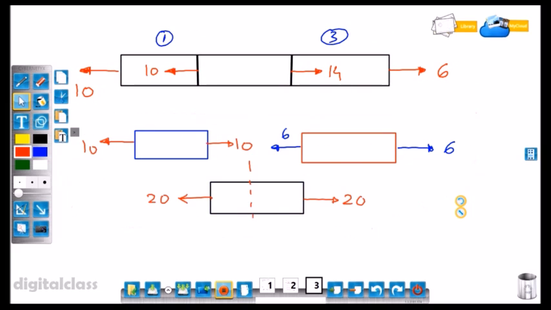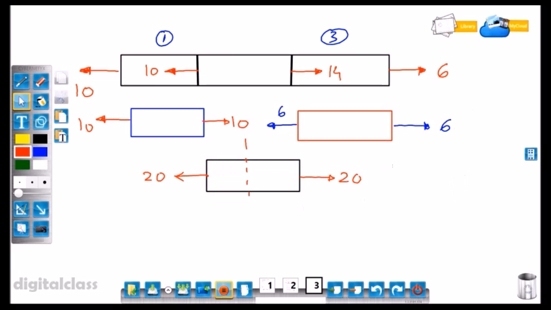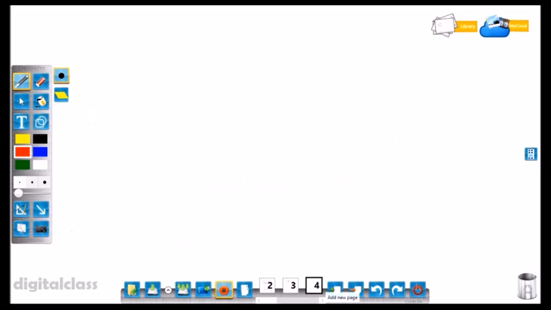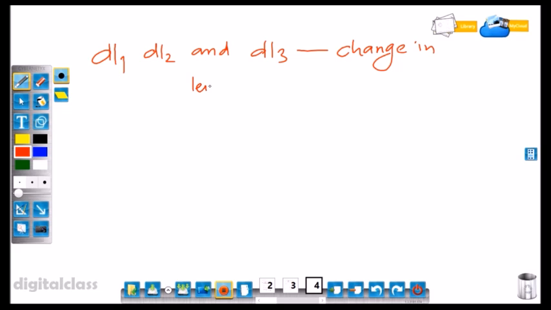It is very simple to calculate. First of all, we must find out the forces acting in each section. Then we are going to find out the elongation of each section. As we know, delta L, that is elongation, is directly proportional to the amount of applied force. The higher the force, the higher the elongation. So delta L1, delta L2 and delta L3 are the elongations or change in length of each section.